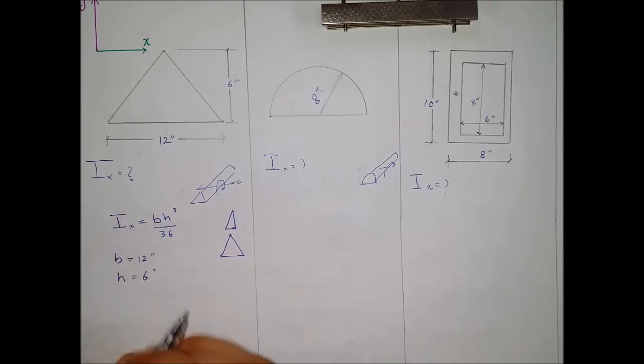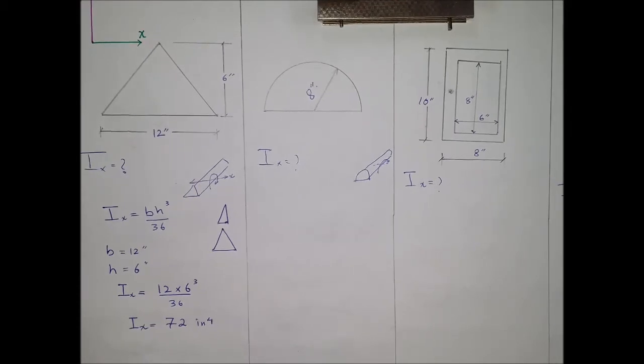Substituting these values in the formula, we get 12 multiplied by 6 cube divided by 36. The moment of inertia about the x-axis comes out to be 72 inch 4. The unit of moment of inertia is length to the power 4.